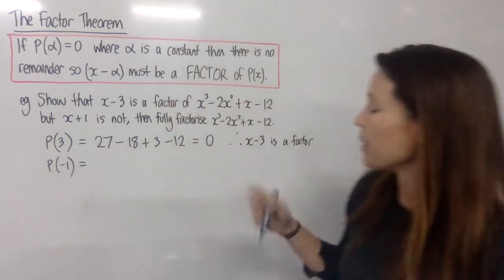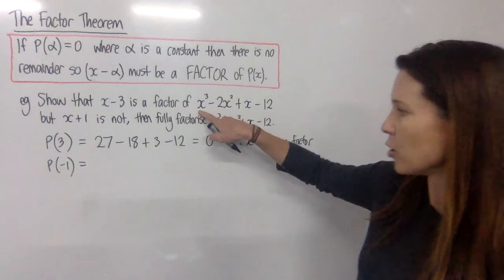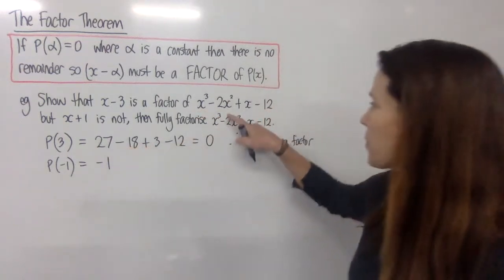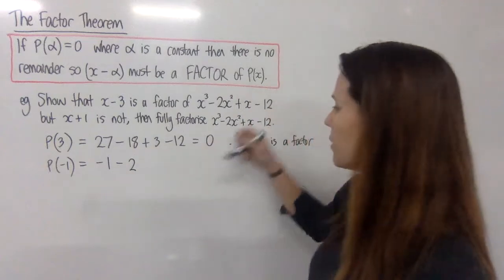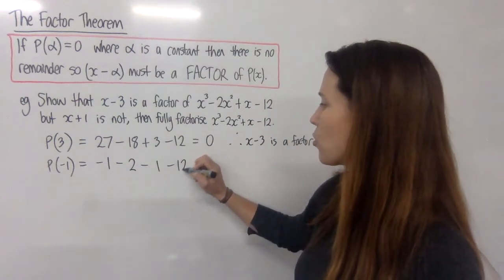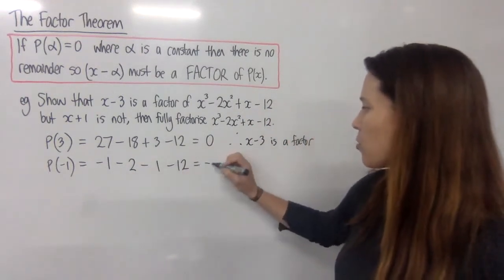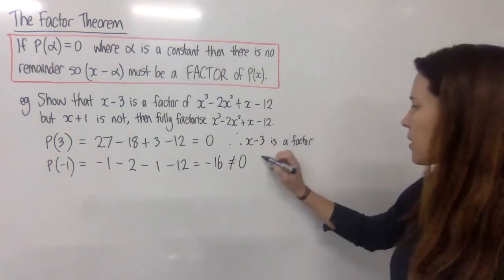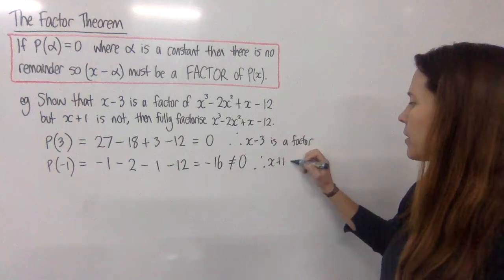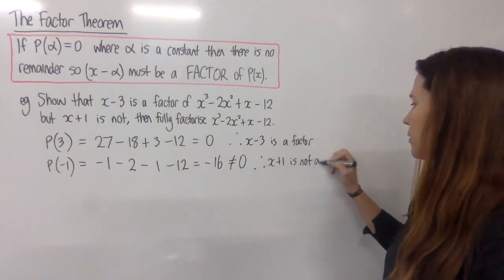Now if we take p of negative 1, we need to cube negative 1, that's negative 1. Negative 1 squared is 1, so we get minus 2 there. Minus 1, minus 12. And all of that comes to negative 16, which is not equal to 0. So I'd say, therefore, x plus 1 is not a factor.